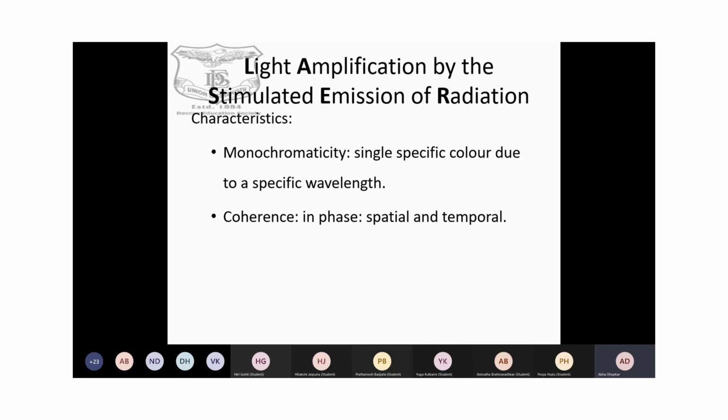So at one point of time, they are going to be in that same specific phase. They're not going to be out of phase. They're going to be in that same specific phase. And the second thing is temporal coherence, which means they're all going to travel in the same direction.